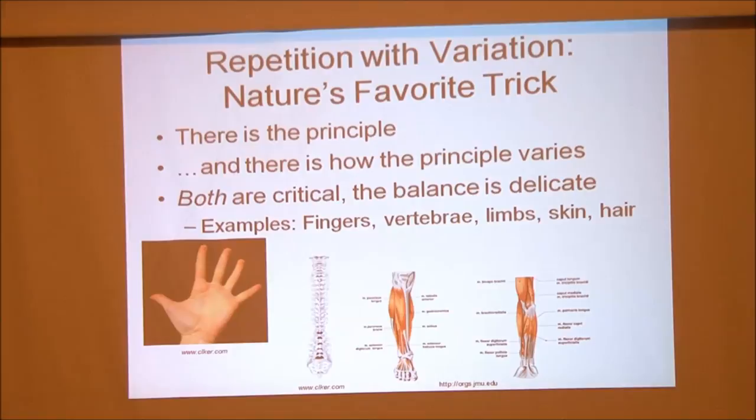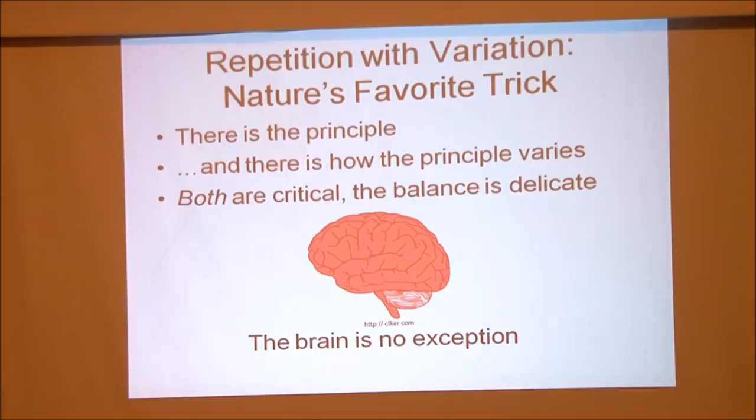And of course, the brain is going to be no exception. Do you really think that across these 100 trillion connections, you're going to actually repeat the same principle in exactly the same way? Of course not. Nature will exploit the ability to vary its principles, which it always does, and it will be no less true inside of a brain.